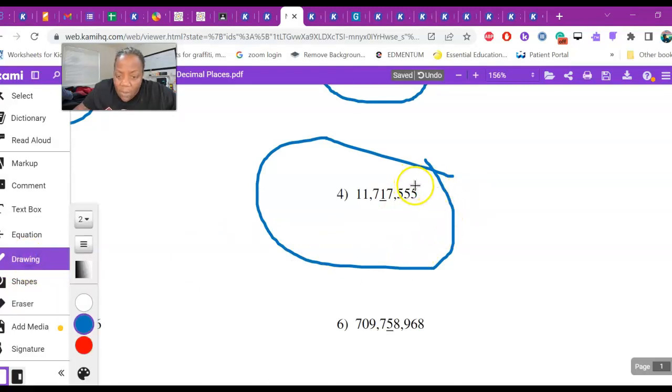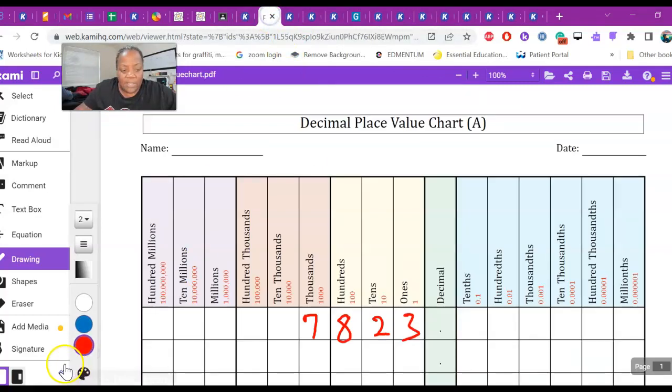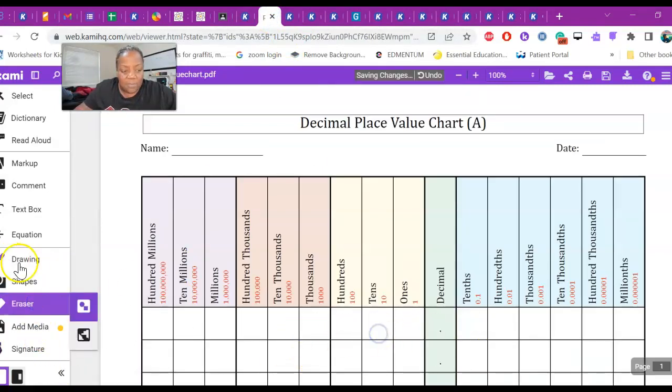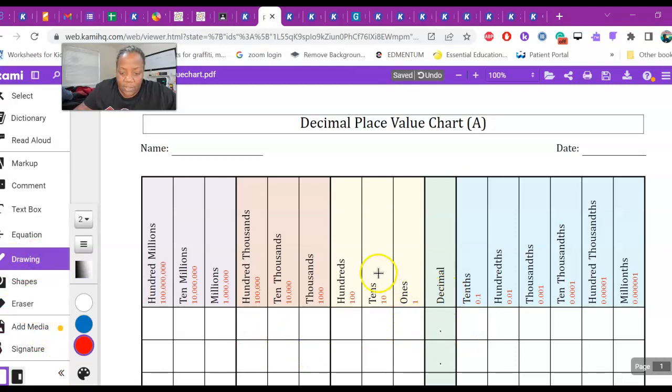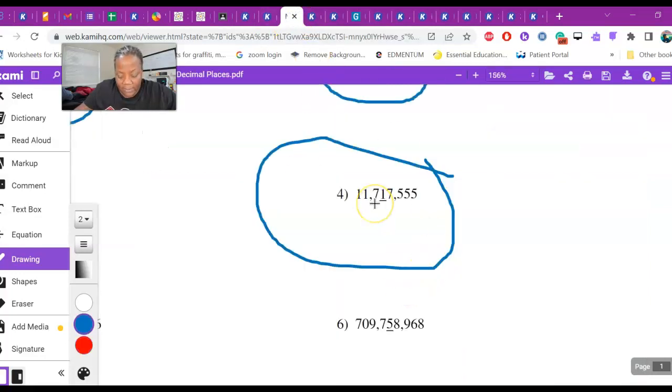I'm going to count. 1, 2, 3, 4, 5. All right, this is 5 places in front of the decimal. So I can count this way, count 5 places before the decimal. 1, 2, 3, 4, 5. I landed right here. That number is in the 10,000s place. So here, that number 1 is in the 10,000s place. If I have it memorized, I'm simply going through my head: ones, tens, hundreds, thousands, 10,000s.